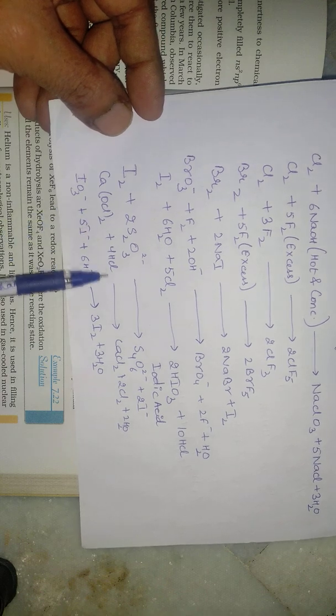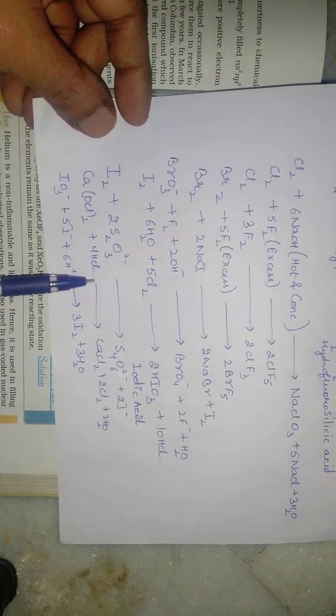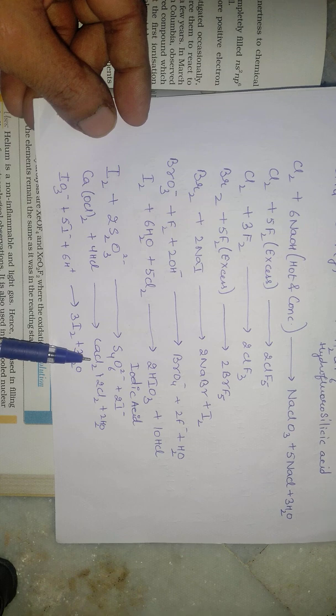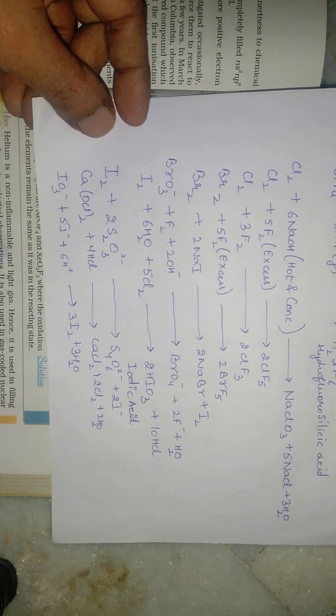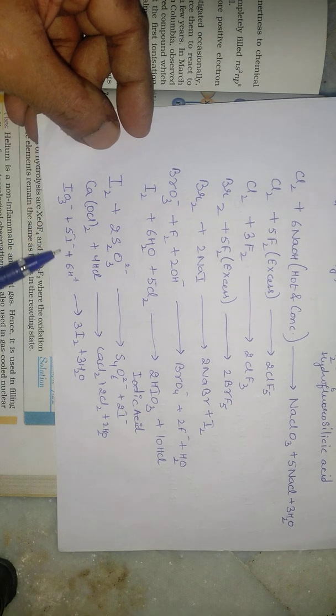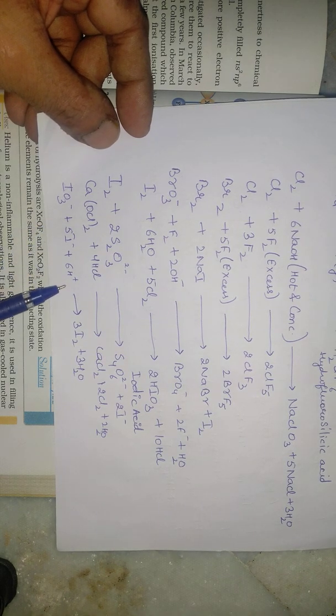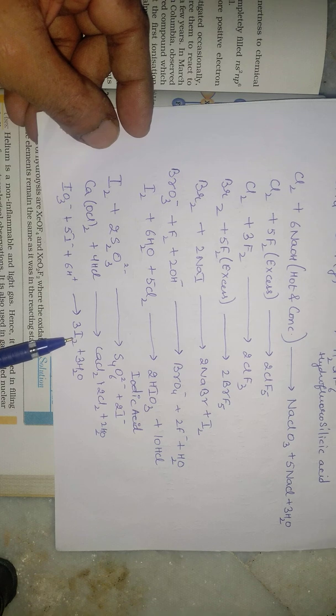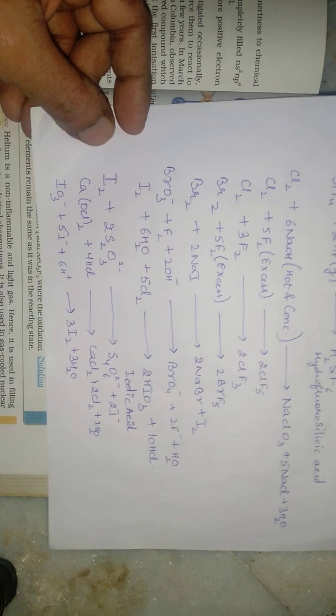Calcium oxychloride, when it reacts with hydrochloric acid, results in the formation of calcium chloride plus chlorine gas, and water is liberated. Next is iodate ion. It reacts with iodide ion and H+ ions, resulting in the formation of iodine, I2 molecule, plus water is liberated.